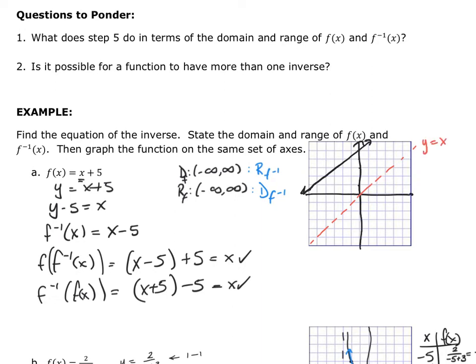So if I had this point right here on my original function, which was (0, 5), then I must have (5, 0). So (5, 0) must be on my graph. If I had this point right here, which should be (-5, 0), then this point, 1, 2, 3, 4, 5, should be (0, -5). And so my inverse is going to be over here. So domains become ranges, ranges become domains.